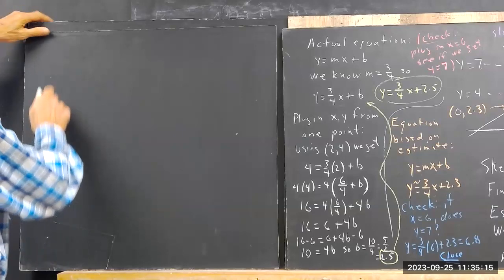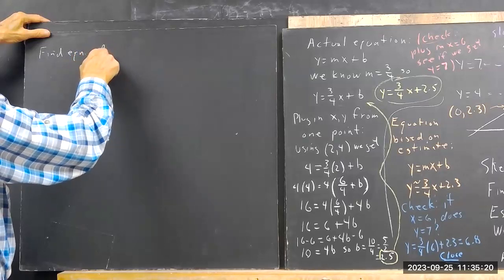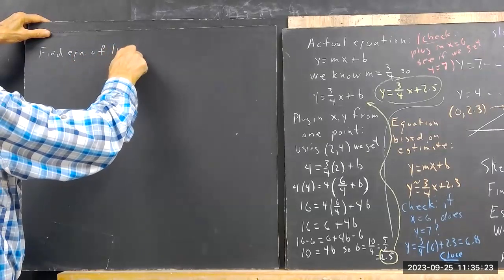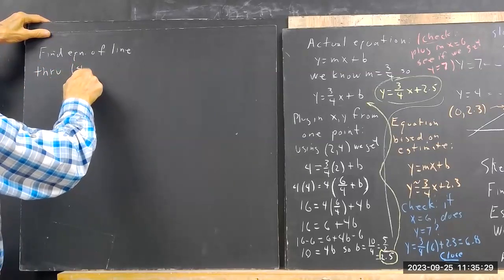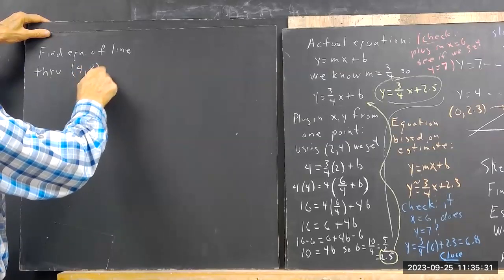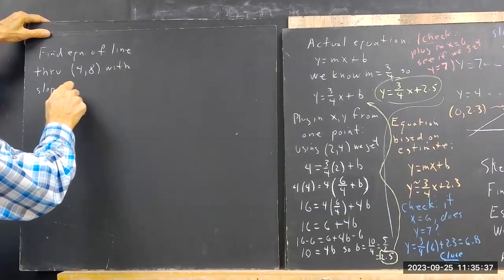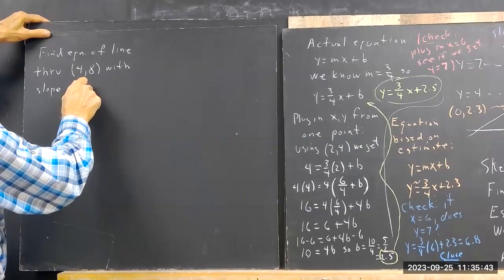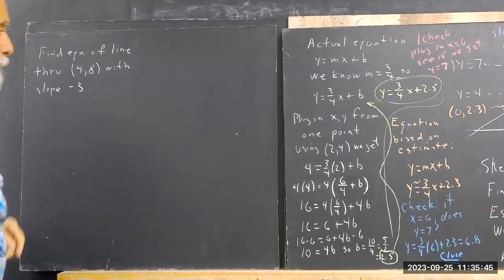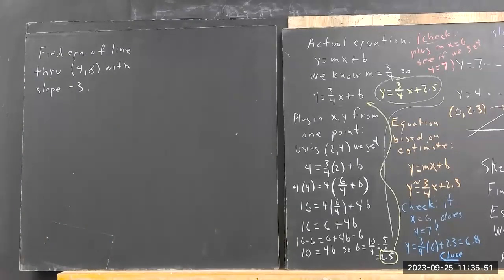Another exercise that we want to do is find the equation of a line through the point 4, 8, with slope negative. I'll just use an integer, -3. Okay. So how are we going to do this? Hang on a second.